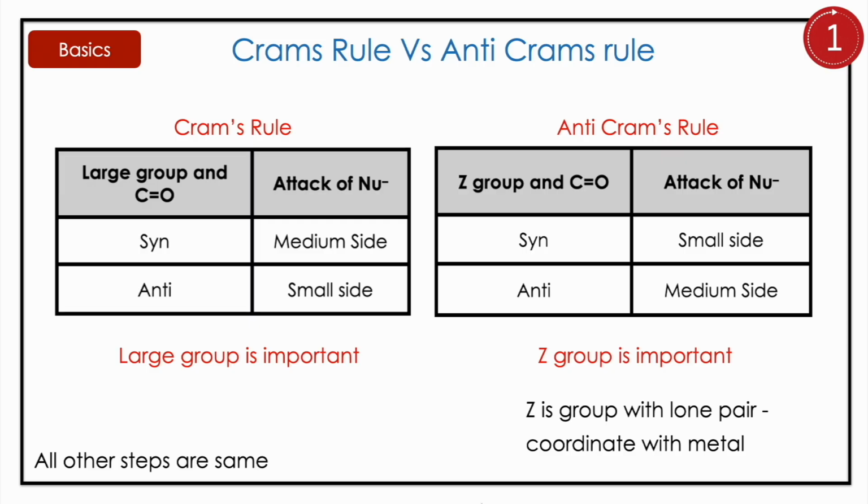Z is a group with a lone pair. It can coordinate the metal. All others are the same. Only inversion of the selectivity.